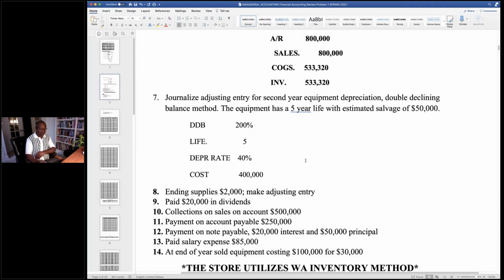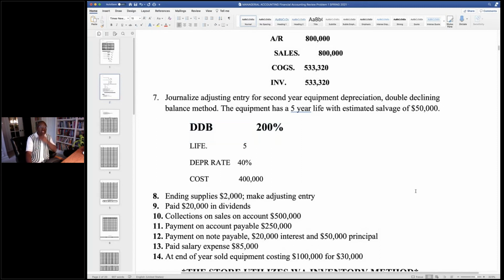Where did you get that 200% again? That's a given. Whenever we're doing double declining balance, it's standard that you're going to use 200%. We always use it. Whatever the life, if the life was 10 years, the rate will be 20%. This always stays the same. Okay, thank you. Welcome. So that always stays the same.